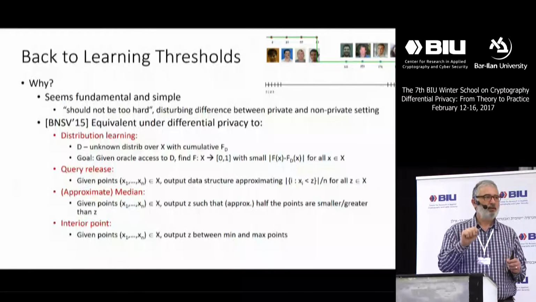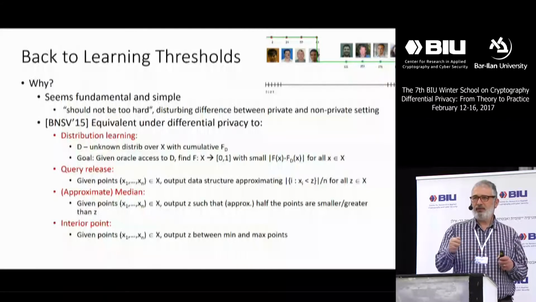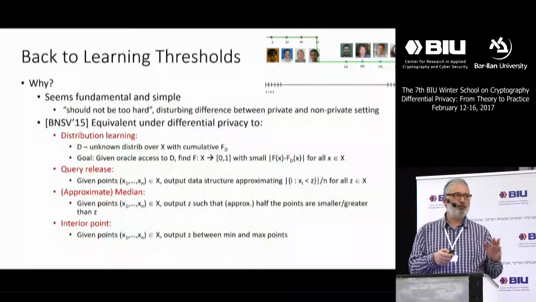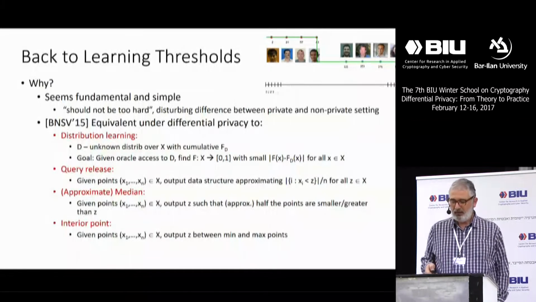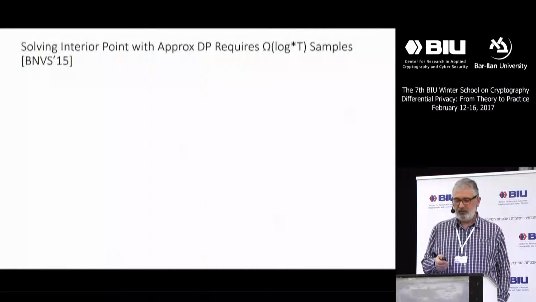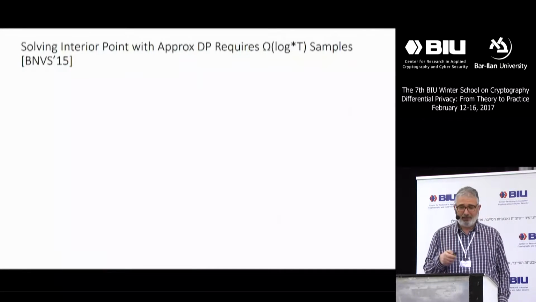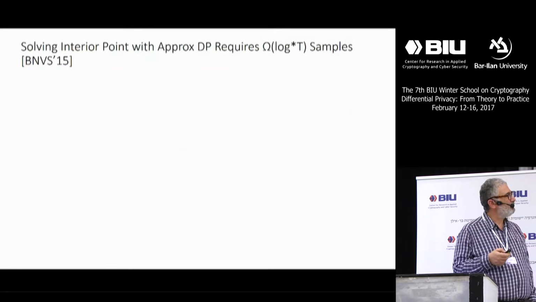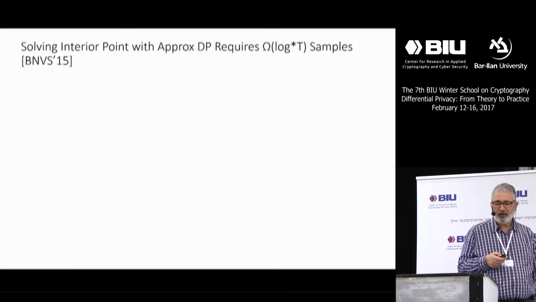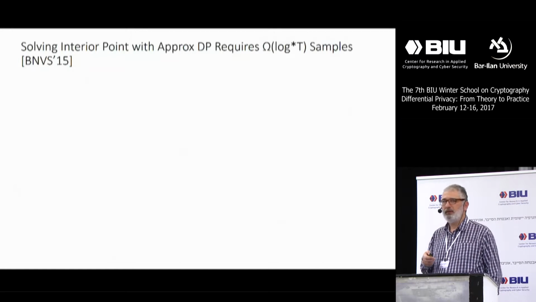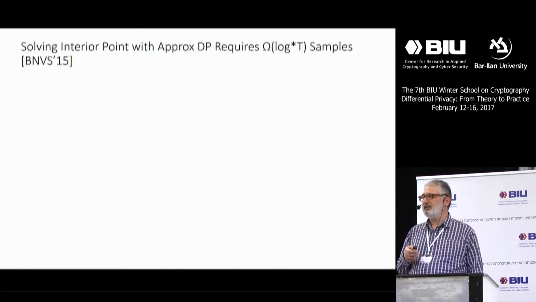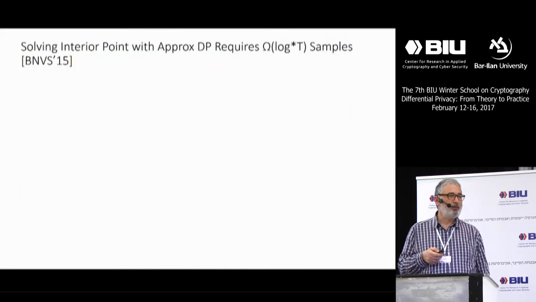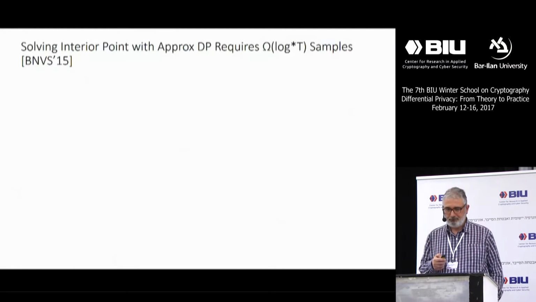You just output the first number you get in your input, and you go to the beach. But with privacy, it turns out to be at least somewhat challenging. So let's see what happens when we try to solve interior point with approximate differential privacy. And this is what gives us this omega of log star domain size sample complexity. Okay.